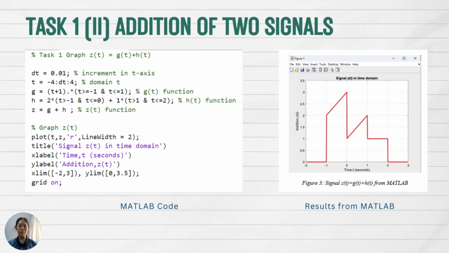Okay, now I will start to explain the addition of two signals. When we want to perform addition of two signals, we will directly use z equals g plus h. After we plot the graph, we will obtain this signal z in the time domain, which is represented in figure 3, signal z equals gt plus ht from MATLAB.